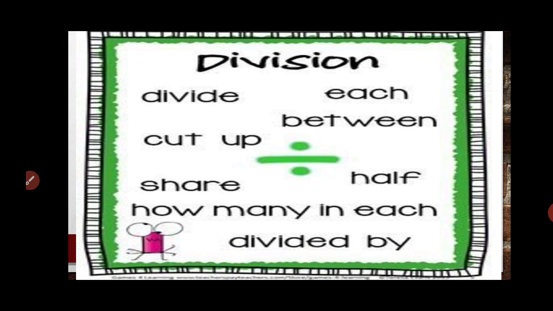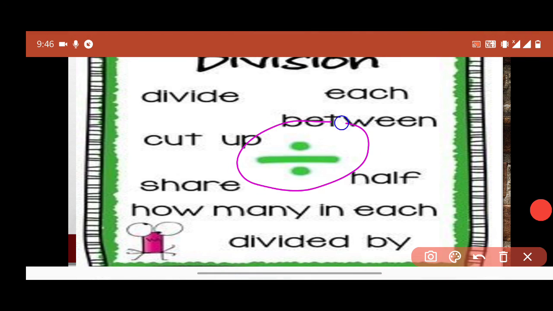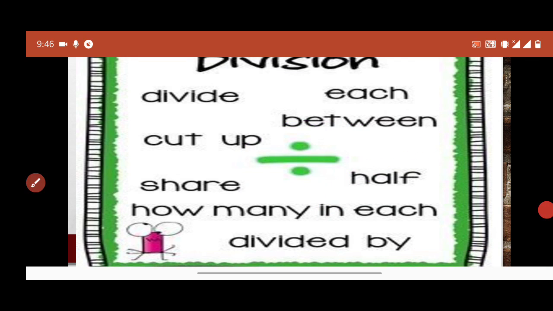So, let's have a look at some of the keywords related to division. Words like divide, each, between, share, how many in each, half. Whenever these words come in any of the story sums, you have to quickly decide that you have to divide. And what is the sign of division? Yes, this is the sign of division. Understood?